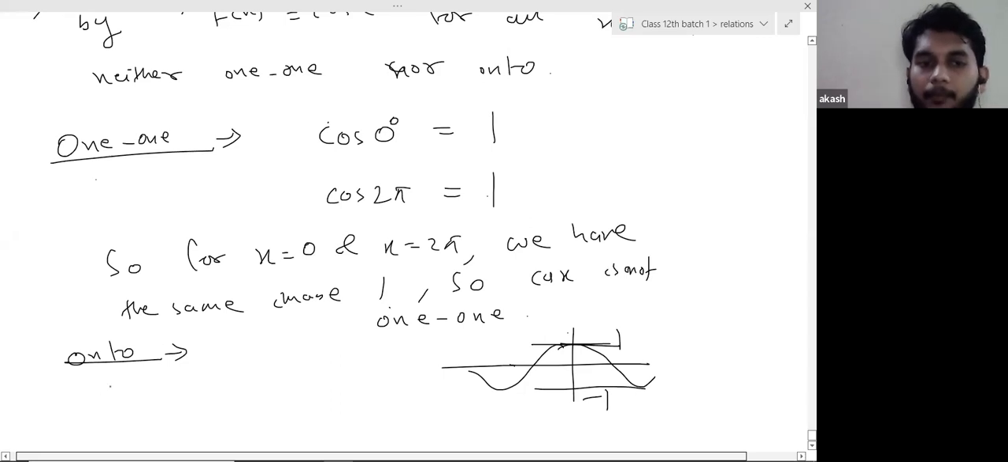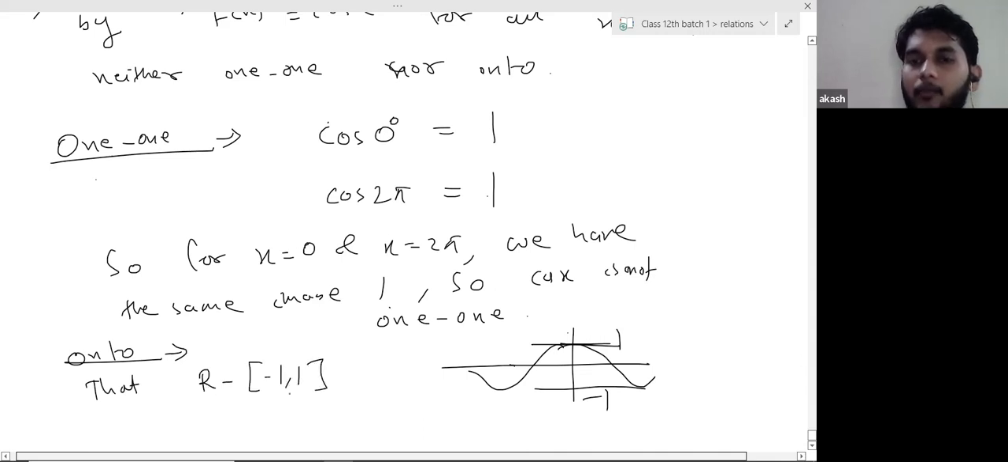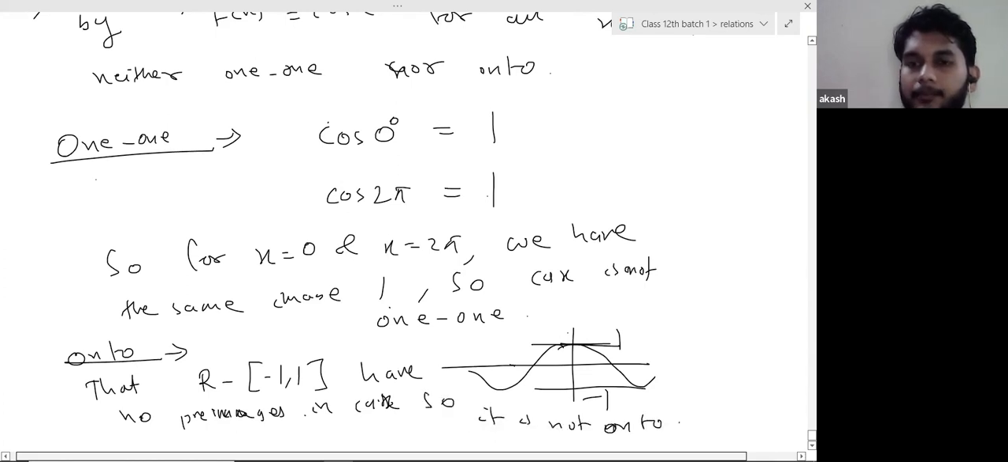So we can say that R minus [-1, 1], if you remove -1 to 1 from the real numbers, have no pre-images. So it is not onto. All right. This is clear.